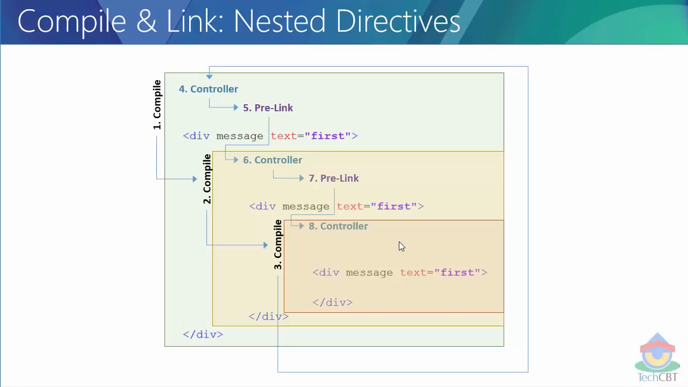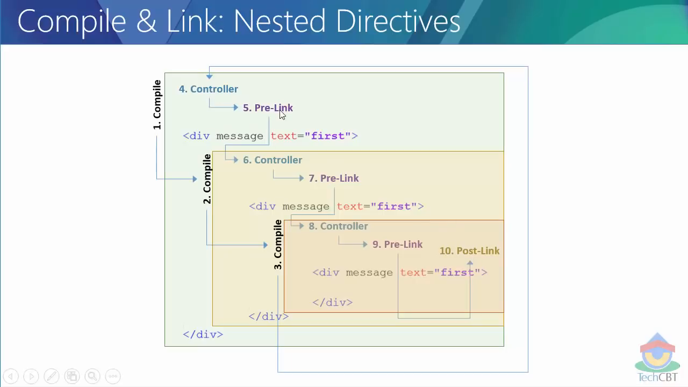It will be actually processing the controller and pre-links of the inner directives first. And once that is also performed, then it knows that there exists no other inner directives, and now it tries to execute the post of the innermost directive first. This is important. The post of the inner directive will be executed first prior to execution of any of the posts related to the outer directives. So the post happens in reverse.